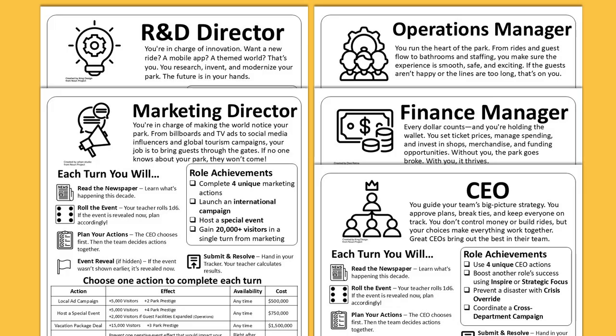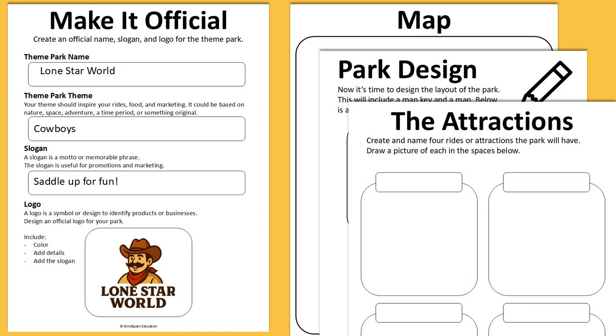Each student will need a role: CEO, Marketing Director, Operations Manager, Finance Manager, or R&D Director. You can either assign these roles to students or allow them to pick the role that sounds interesting to them. Each role has a sheet that helps to explain how they fit into the group. It gives a brief overview of each turn, sets out some unique optional challenges, and shows the table of actions available to them.